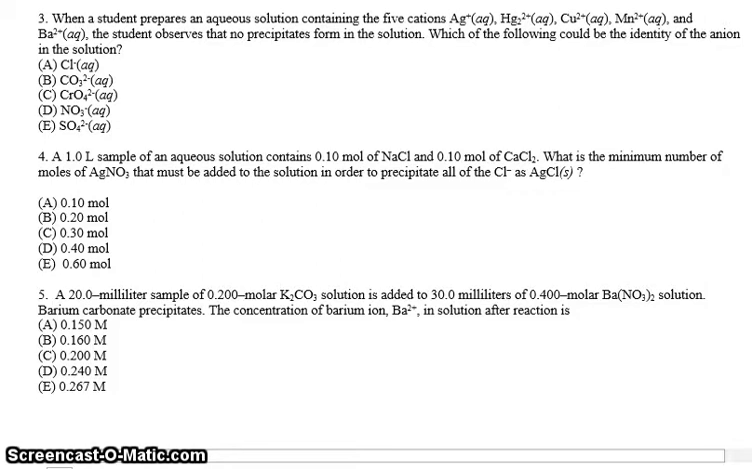A 20 milliliter sample of 0.2 molar potassium carbonate solution is added to a 30 milliliter sample of 0.4 molar barium nitrate solution. Barium carbonate precipitates, which makes sense because barium carbonate is a solid. It is not soluble. Usually carbonates are not soluble. The concentration of barium ion in the solution after the reaction is... They want us to calculate how much barium 2 plus is left.